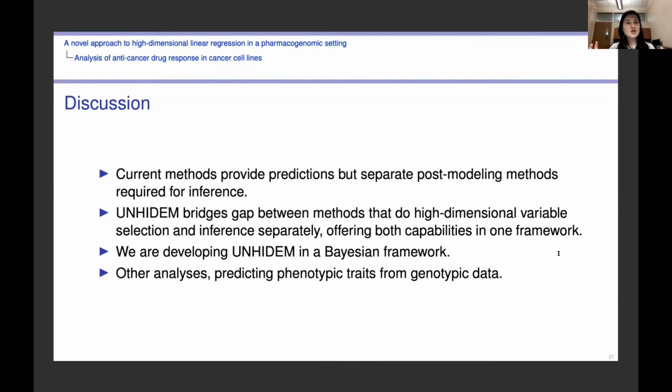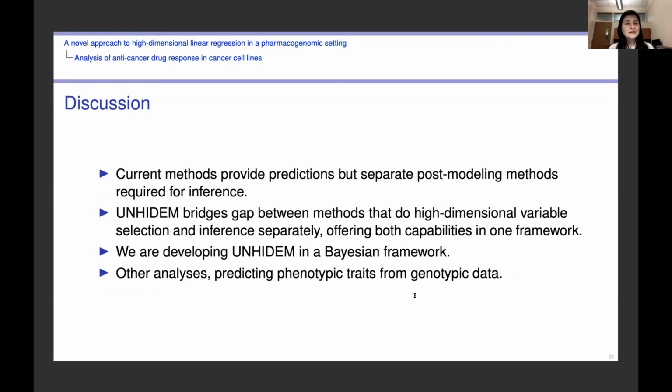And so in general, more from the methodological side, current methods provide all of these elements, but separately, and you've got to mix and match. But here we've been able to build a bridge to gap between the methods that do variable selection and inference separately.